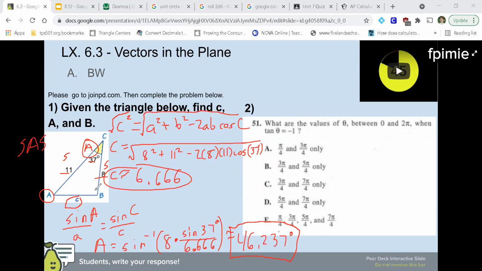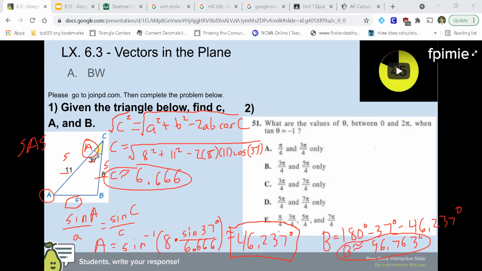And then to find angle B, you now have your choices. You can do law of sines, do law of cosines, but the easiest is, I know these three angles have to add up to 180. And so I'm going to take 180 and subtract my other two. And if you do that, you'll get B is about 96.763 degrees. So it turned out the angle B was actually obtuse.